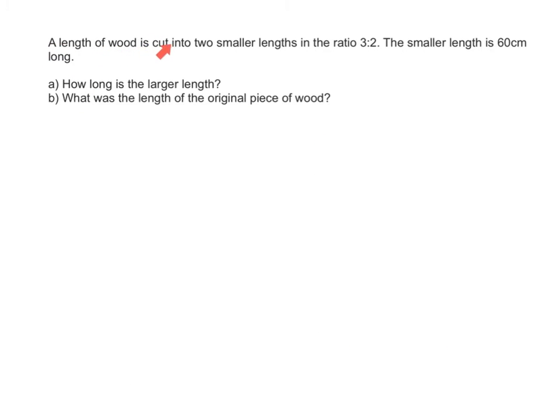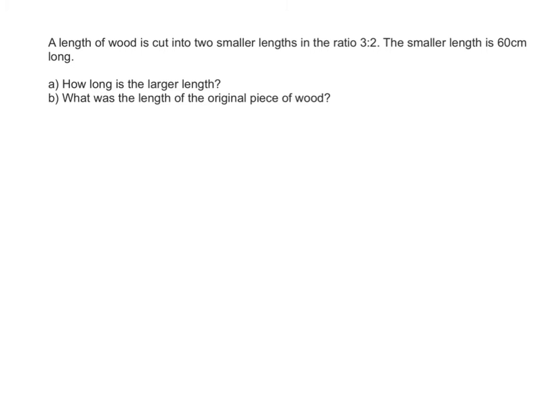A length of wood is cut into two smaller lengths in the ratio 3:2. The smaller length is 60 centimeters long, and the first part of the question asks us, how long is the larger length? Well, first of all, let's understand what is happening here. A length of wood is cut into two smaller lengths in the ratio 3:2.